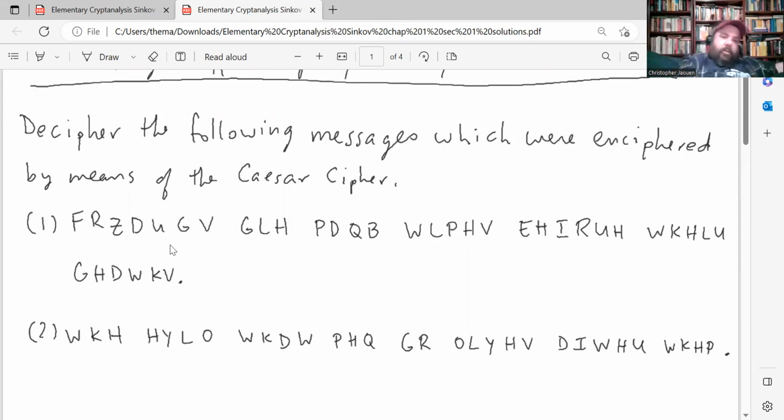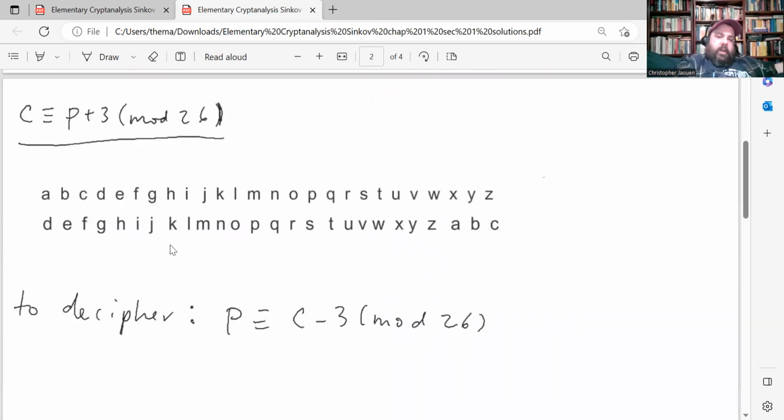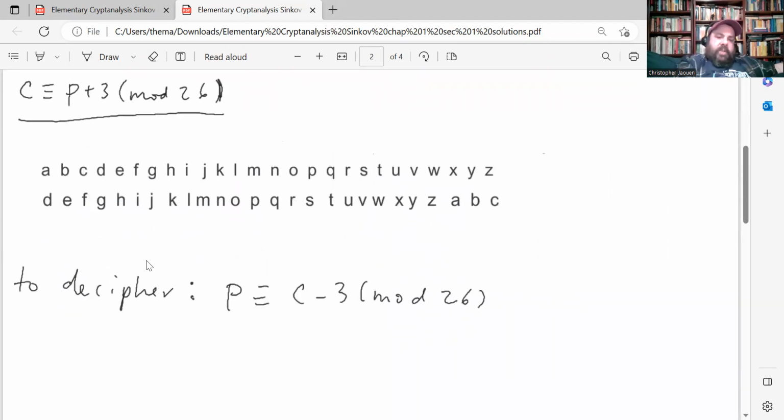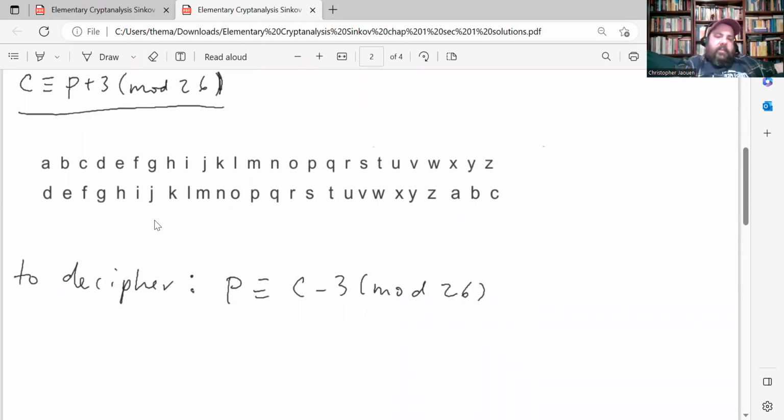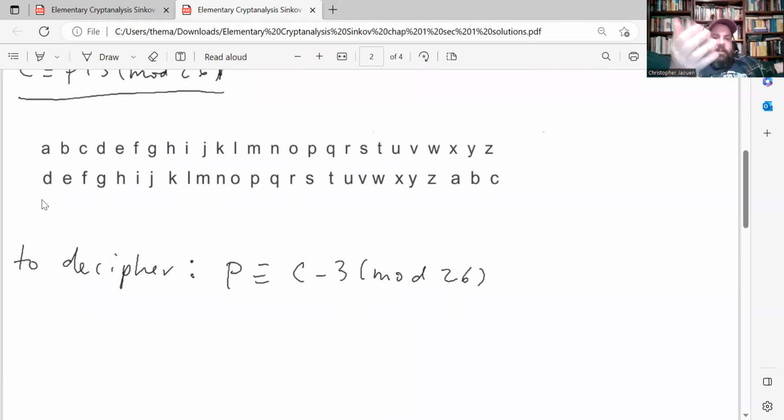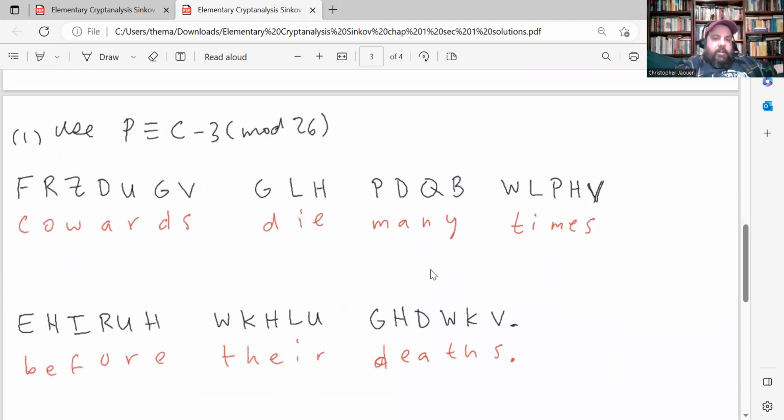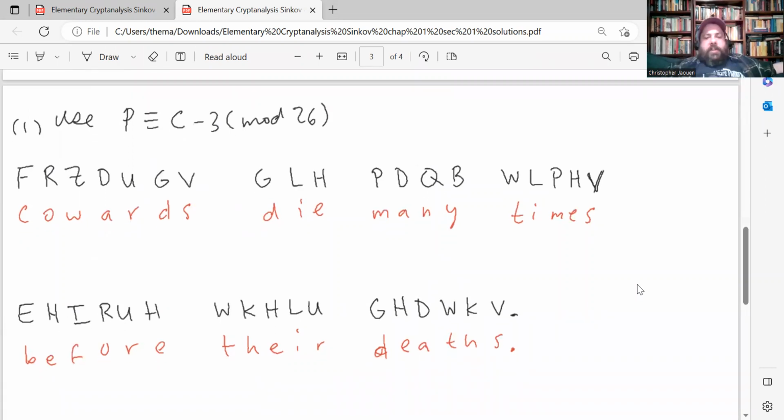Okay, so scrolling down. If you want to decipher, you just take the ciphertext letter and you subtract 3 modulo 26, and that gives you the plain text letter. Or you could just, like I said, write down the plain text alphabet and the ciphertext alphabet underneath it, and then just use those to decrypt. Right. So the first message decrypts to this when you undo the encryption: Cowards die many times before their deaths.